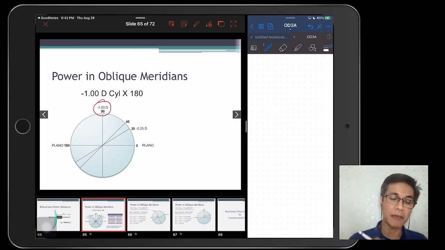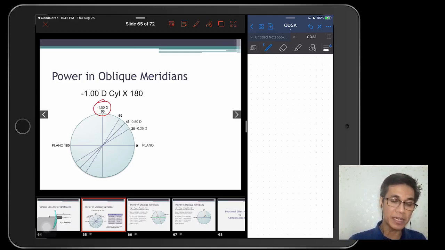Kapag yung meridian ay 45 degrees from the axis, ibig sabihin naman nito, tatanggap siya ng 1/2 of the cylinder power. Ano ba ang cylinder power natin? As we say, ito ay meron siyang power na -1. So, ano ang 1/2 ng -1? 0.50. In particular, -0.50. So, the 45th meridian here will receive -0.50.